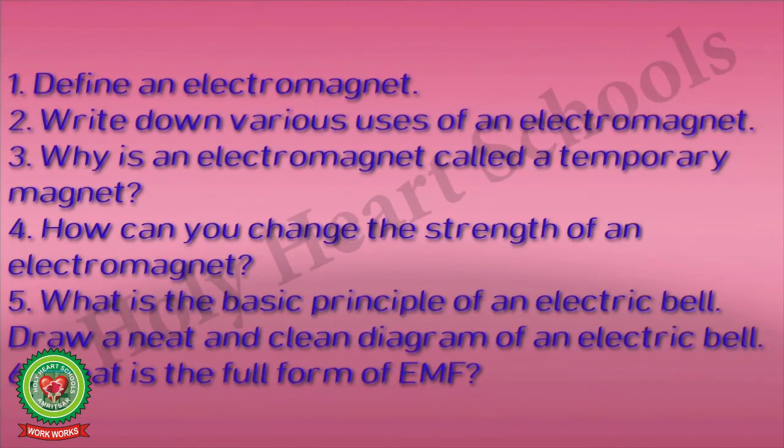Students, you must be able to answer all these questions. Define an electromagnet. Write down various uses of an electromagnet. Why is an electromagnet called a temporary magnet? How can you change the strength of an electromagnet? What is the basic principle of an electric bell? And draw a neat and clean diagram of an electric bell. And the last question is, what is the full form of EMF? Note down all these questions and revise them properly.